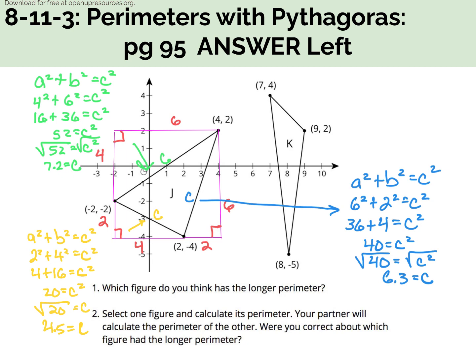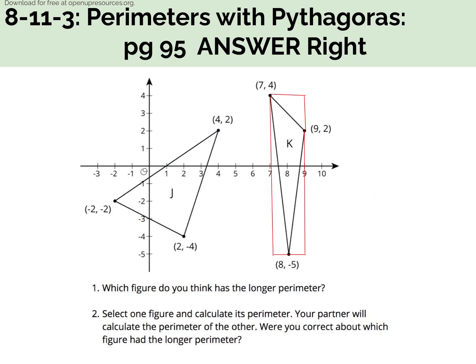Then what we're going to do is add all of these together. So 7.2, 4.5, let's put that one first, plus 6.3, and then our answer is going to be 18. So that's the perimeter of the one on the left-hand side.